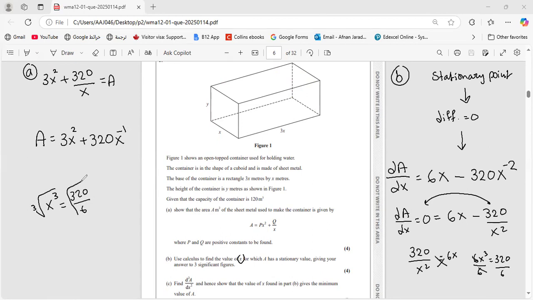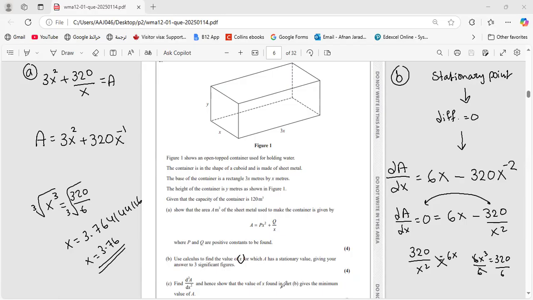Take the cubic root of both sides. So x equals 3.76414416. To 3 significant figures, it will be 3.76.